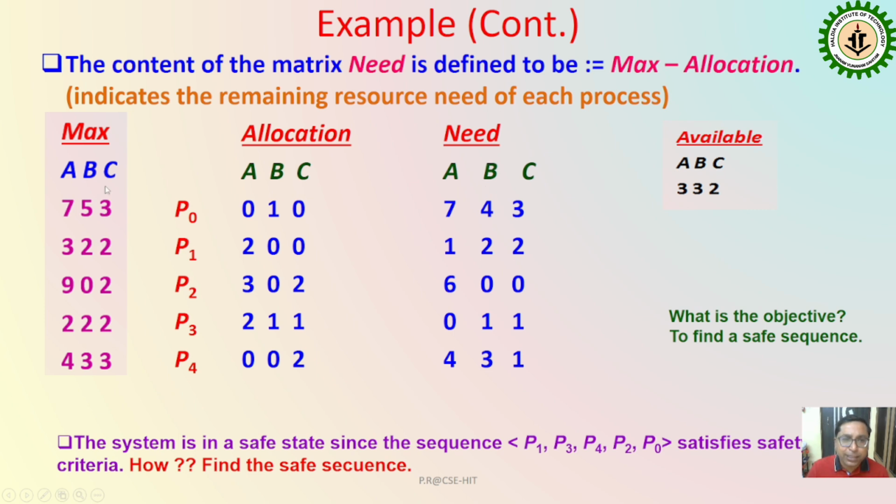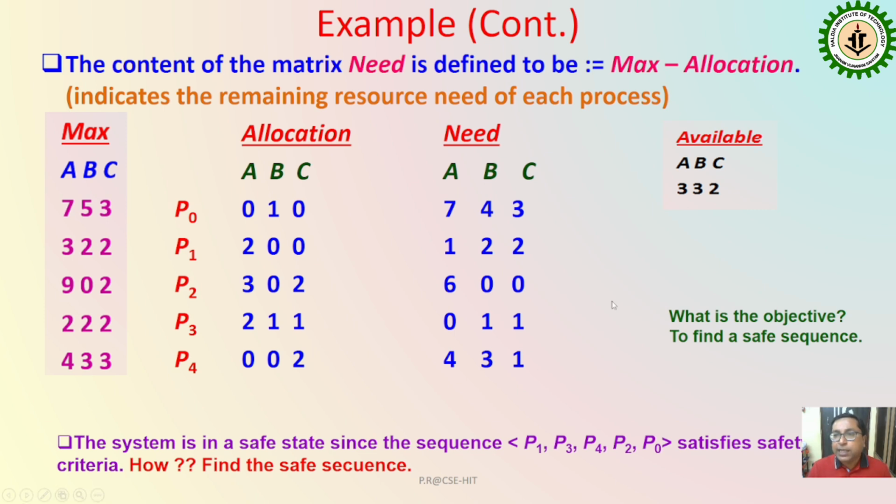So right now, we have the max matrix, allocation matrix, need matrix, and available. So right now, what is the objective? Look here, I am writing the objective: to find a safe sequence. That means we have to find a safe sequence so that the system will be in a safe state, not in an unsafe one. There are two types of states, safe state and unsafe state. Unsafe state doesn't mean that it is a deadlock, but in the unsafe state there is a chance of deadlock. So our objective is always to allocate the resources to the processes in such a way that the system will always be in a safe state.